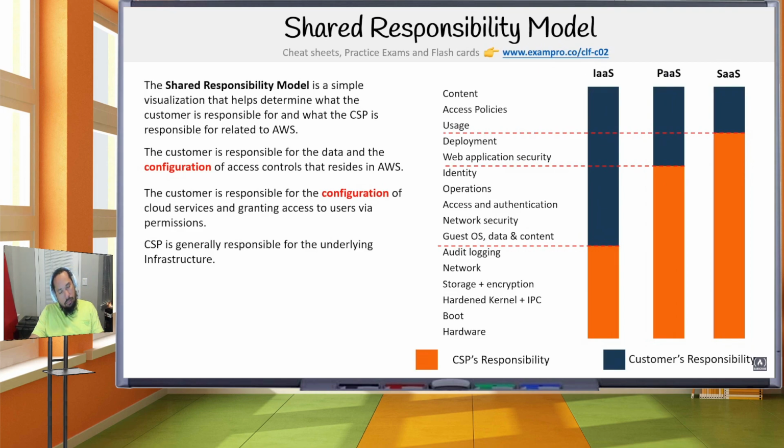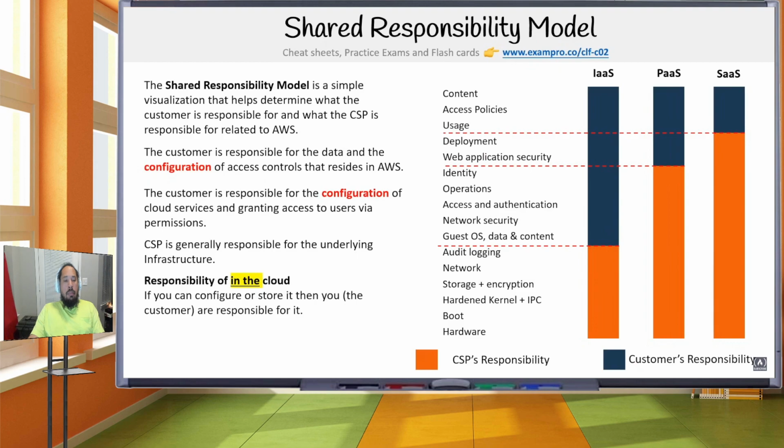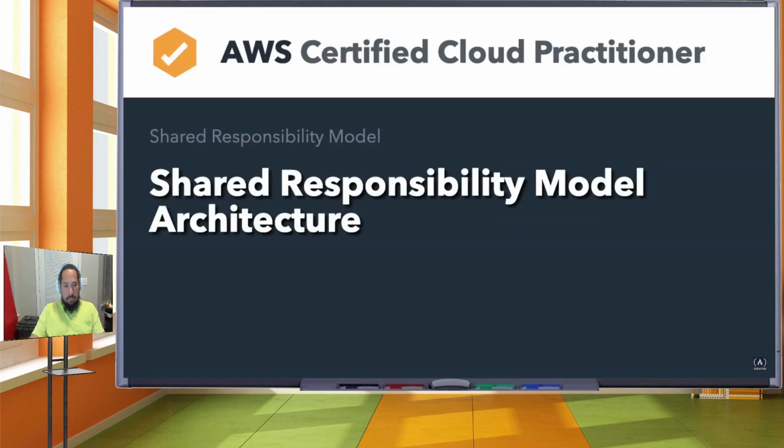We say generally because there's edge cases like bare metal. And coming back to AWS's in the cloud and of the cloud. So in the cloud, if you configure it or store it, then you, the customer, are responsible for it. And of the cloud, if you cannot configure it, then the CSP is probably responsible for it, okay?